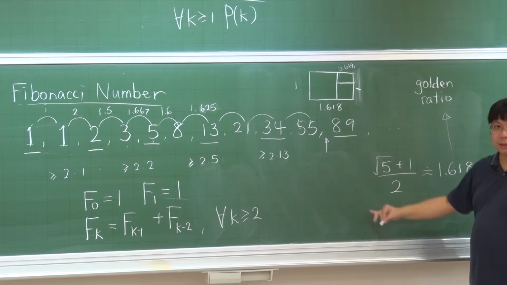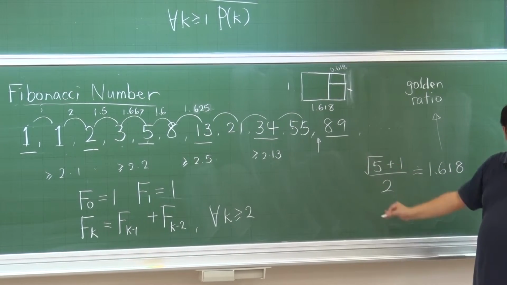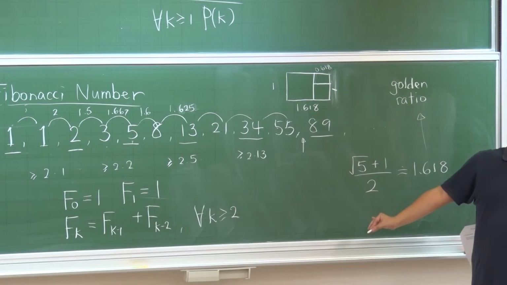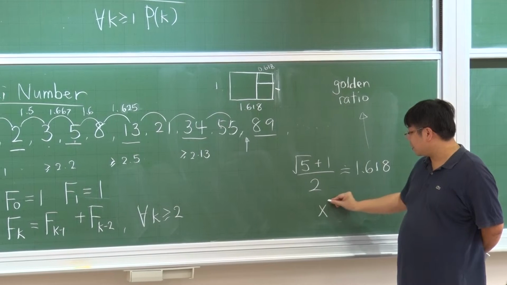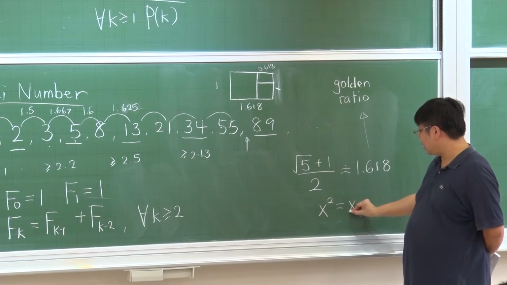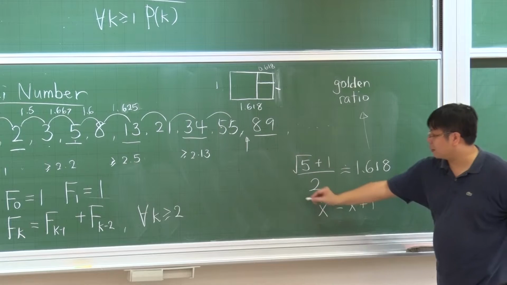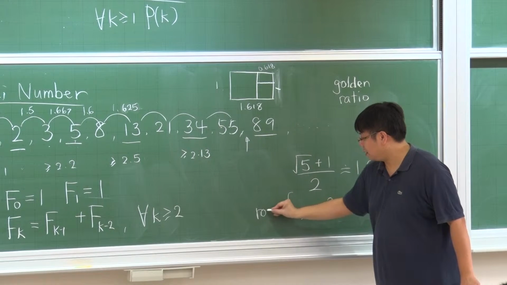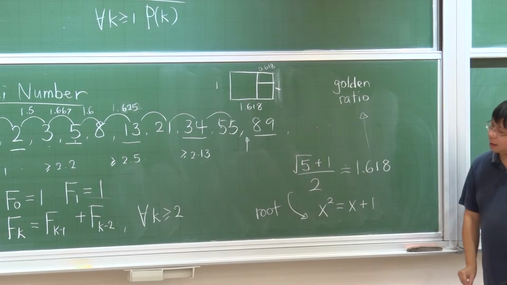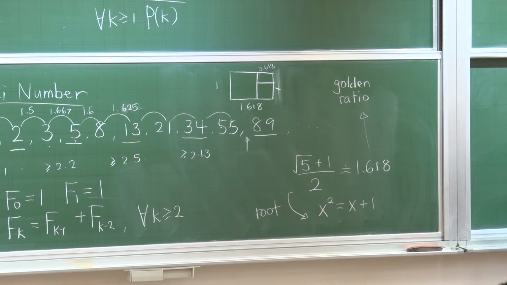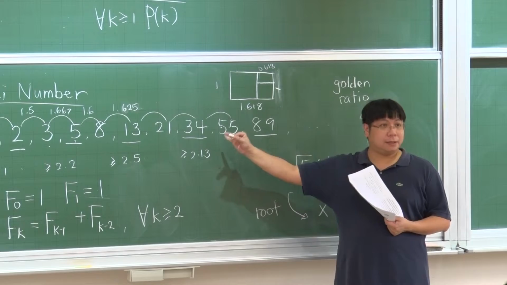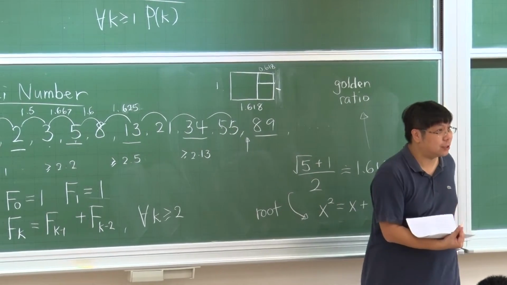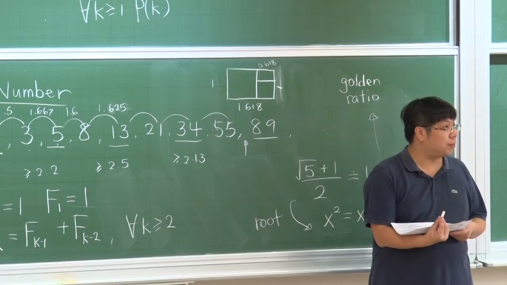And why does it work? This ratio is a root of the equation x squared equals x plus 1. Now, amazingly, we can have a formula that helps us to calculate the kth Fibonacci number. And then we are going to show that this formula is correct.